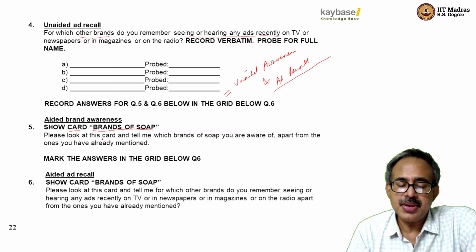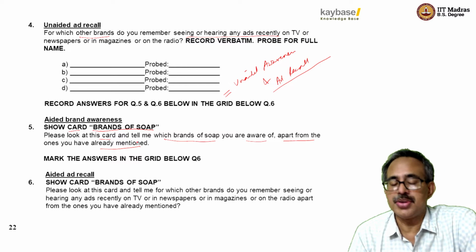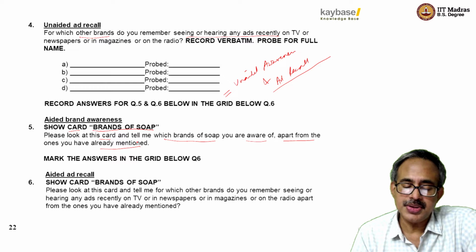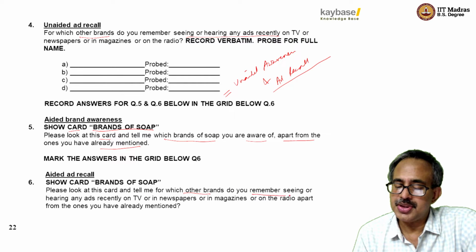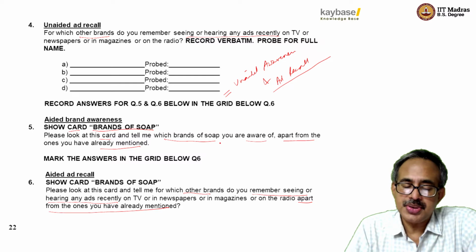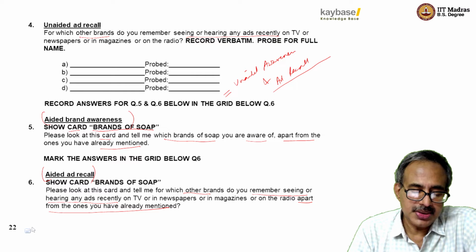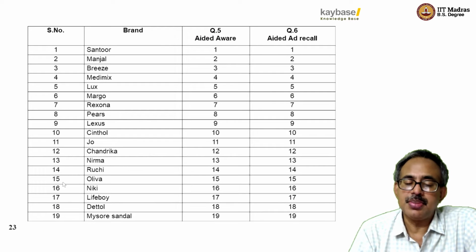So here we say, please look at this card and tell me which brands of soap are you aware of, apart from the ones you already mentioned. You don't want to double count it, right? Likewise, please look at the card and tell me for which other brands of soap do you remember seeing or hearing any ads recently. Again, apart from the ones you've already mentioned. So this is aided brand awareness. This is aided ad recall. So clear? And the way we write the answers comes on the next page.